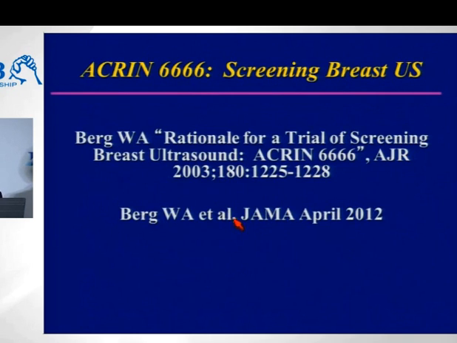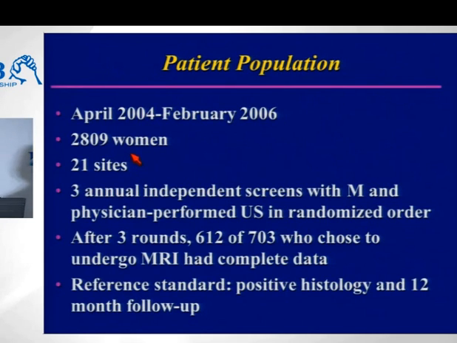In the early 80s, Wendy Berg proposed a trial of screening breast ultrasound, which has been subsequently performed and published as the ACRIN 6666 trial. And what they did was almost 3,000 women at 21 different sites in the USA and Canada. Each of these women had 3 annual independent screens, both with mammography and physician-performed ultrasound in randomized order.